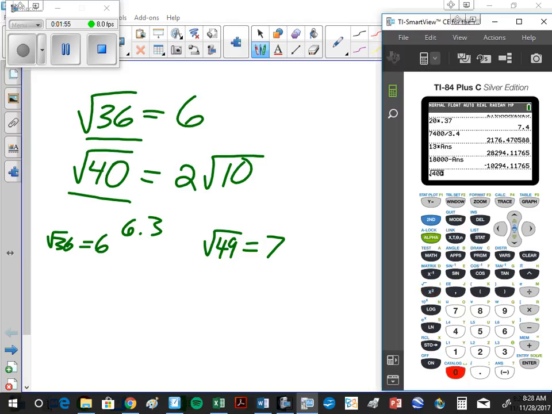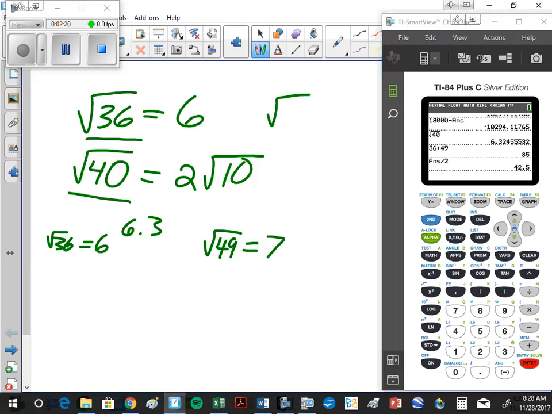Square root of 40. Nice work. 6.32. The weird thing is that the number halfway between 36 and 49 does not give us the answer of 6.5. If I found the average between 36 and 49, divide that by 2, 42.5. You would think that the square root of 42.5 is going to be exactly 6.5, right?